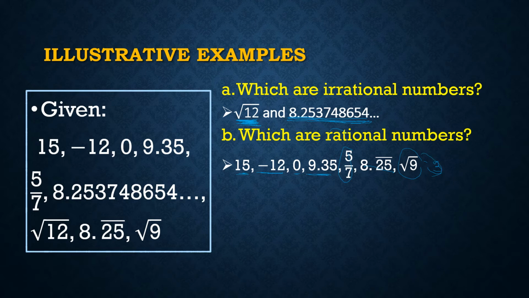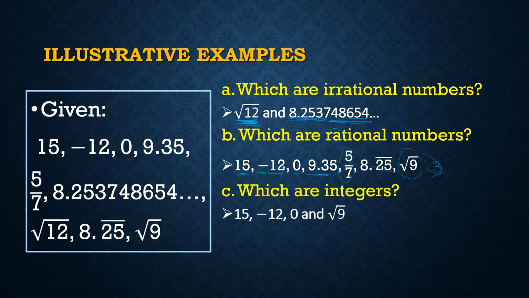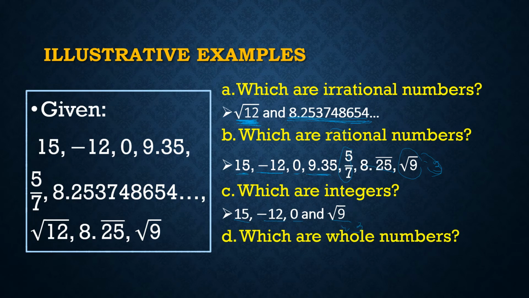So these are all rational numbers, which are integers. So integers are 15, negative 12, 0, and square root of 9, again because the value of square root of 9 is 3. Which are whole numbers? Whole numbers include 15 and 0.